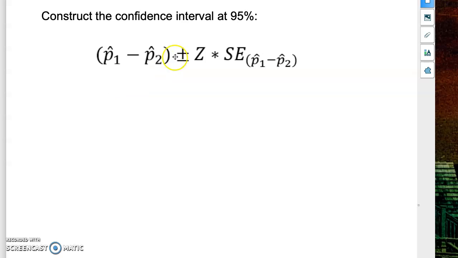So we start with our sample statistic, in which case we're taking the difference in the two samples, multiplied by Z star times the standard error.